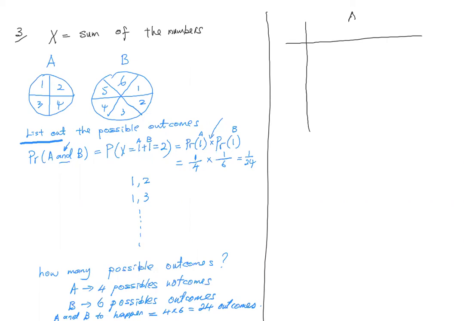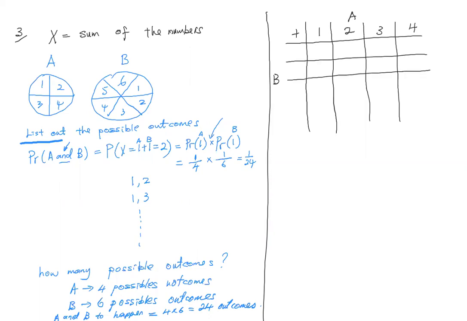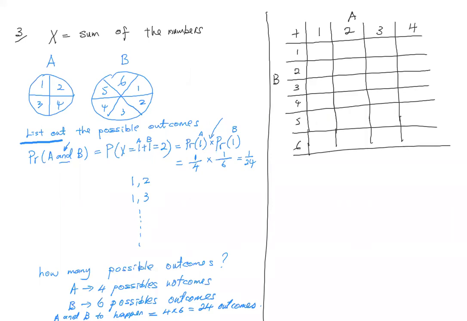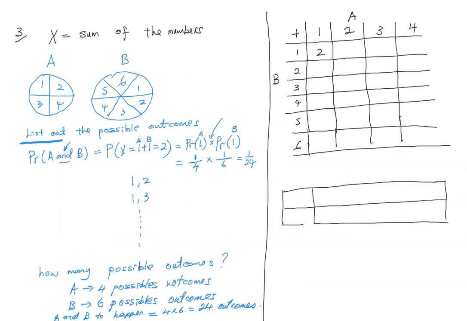This is from A. I can have 1, 2, 3, 4. Plus, this is from B. So I have a grid of 4 by 6. Okay, 1 plus 1, 2. Okay, can you please fill up this table by yourself? Then from here, we can build the probability distribution for X. This will be a much easier way. Right?